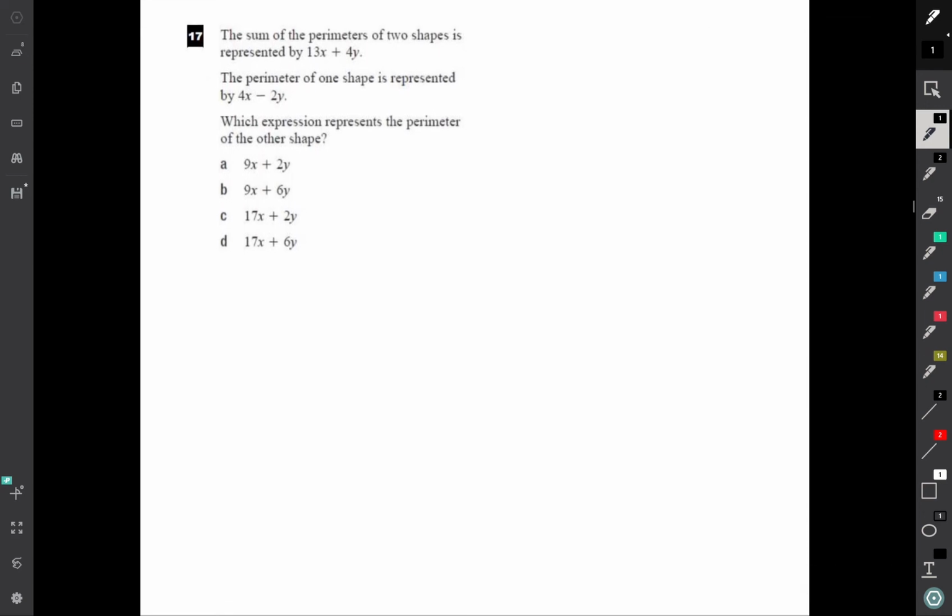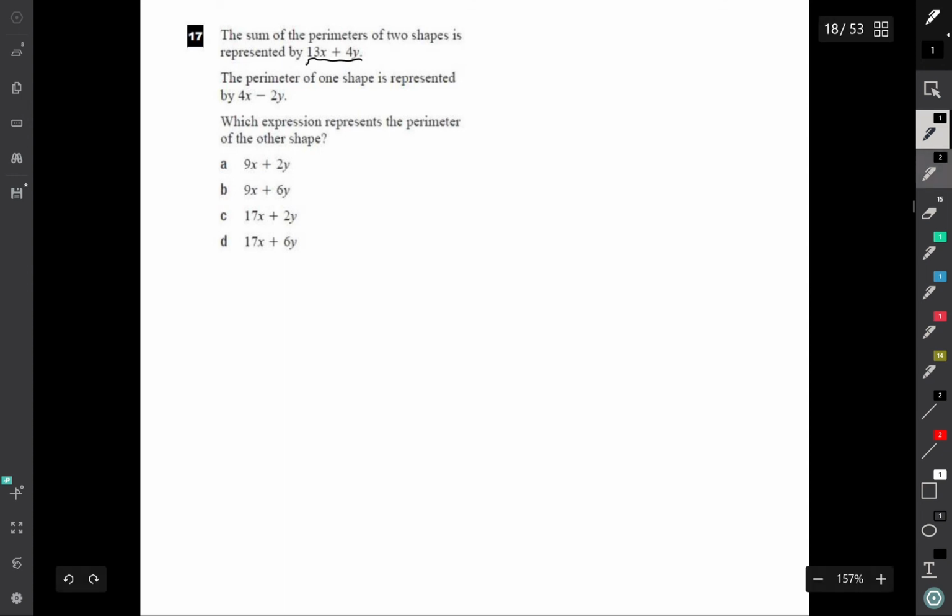Question 17. Okay, we're getting into polynomials and simplifying expressions. So the sum, let me read this. The sum of the perimeters of two shapes is represented by 13x plus 4y. The perimeter of one shape is represented by 4x minus 2y. Which expression represents the perimeter of the other shape? Okay, this is a good question.